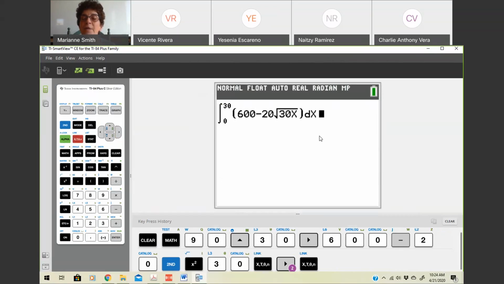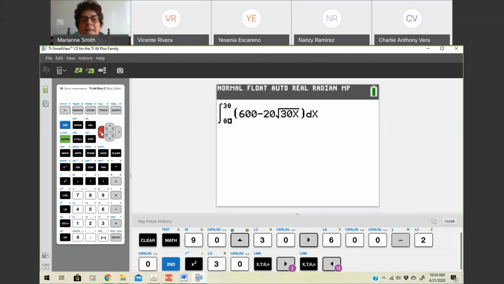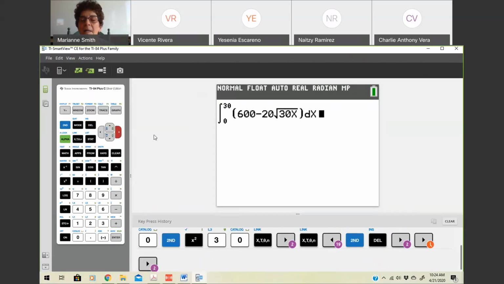Now, the only difference is I don't have my 1 over b minus a. So I'm going to see if this will let me go back in front and insert in front of the integral sign. Second insert, and it's not letting me do that. So what you have to remember is this still has to be multiplied by 1 over b minus a. So let's let this run.